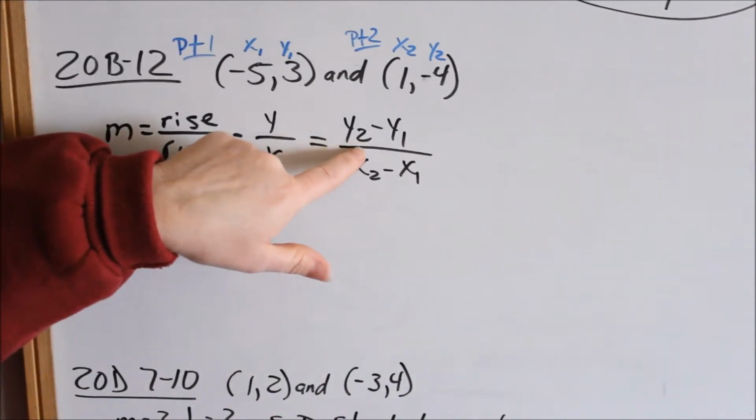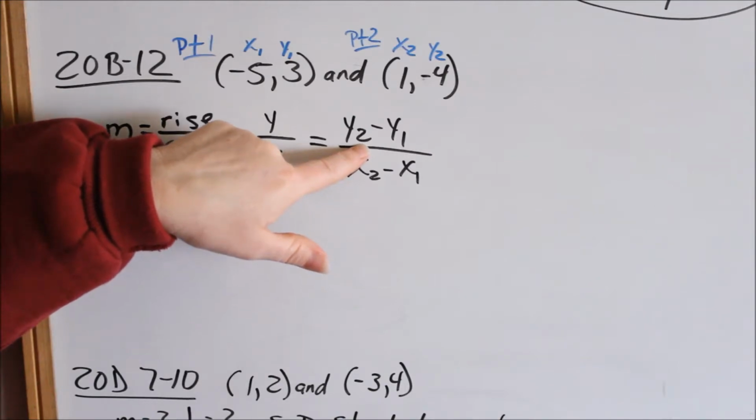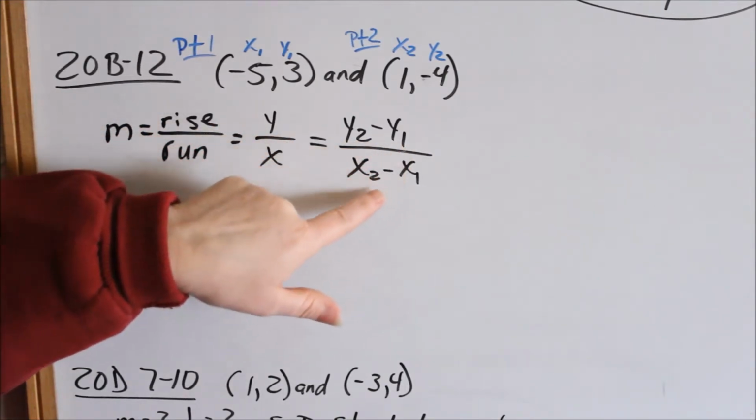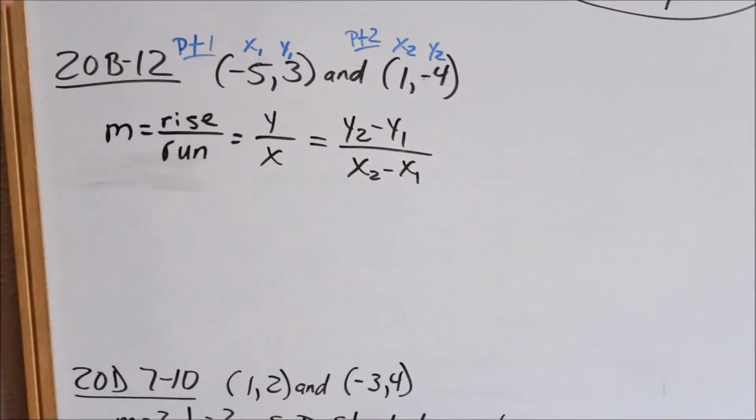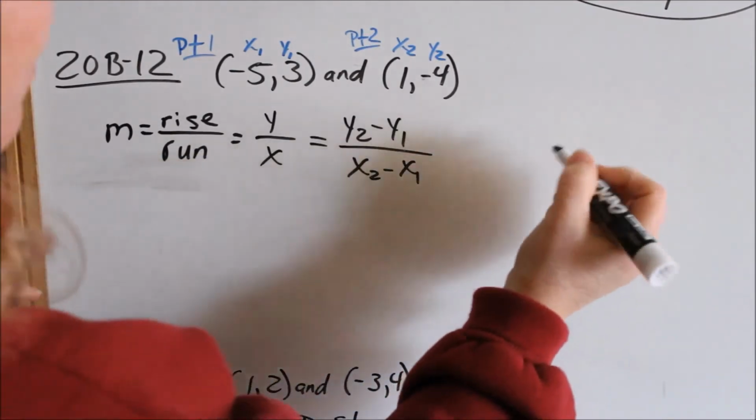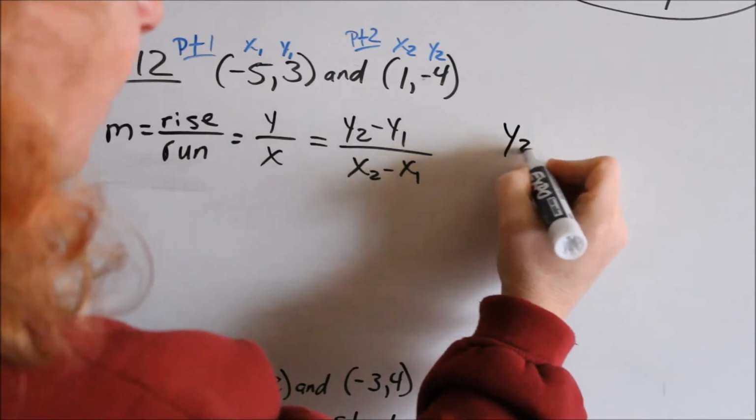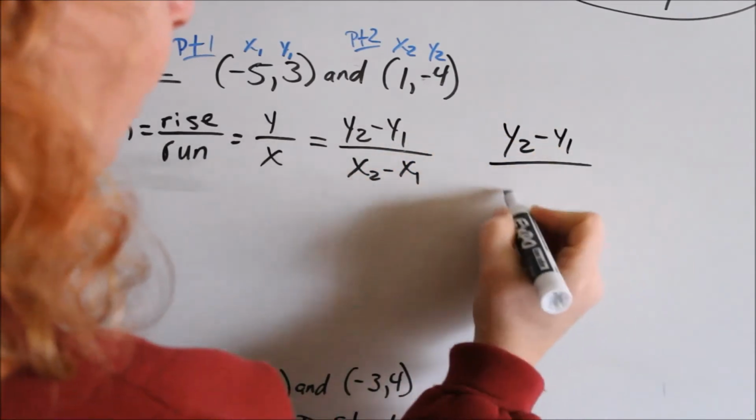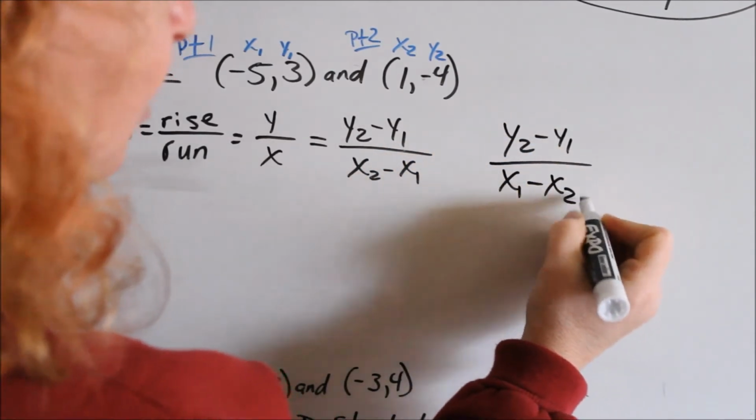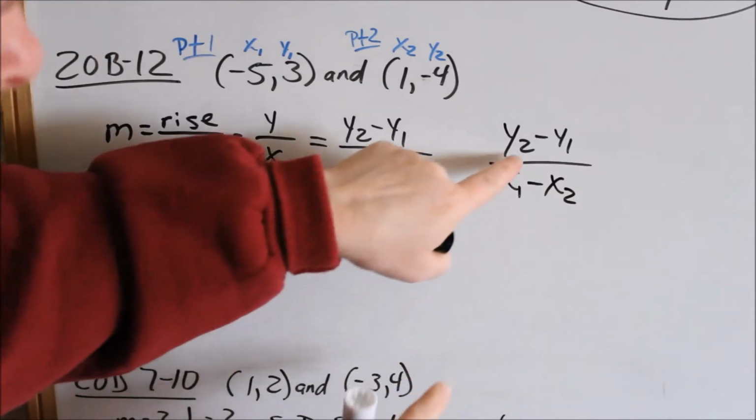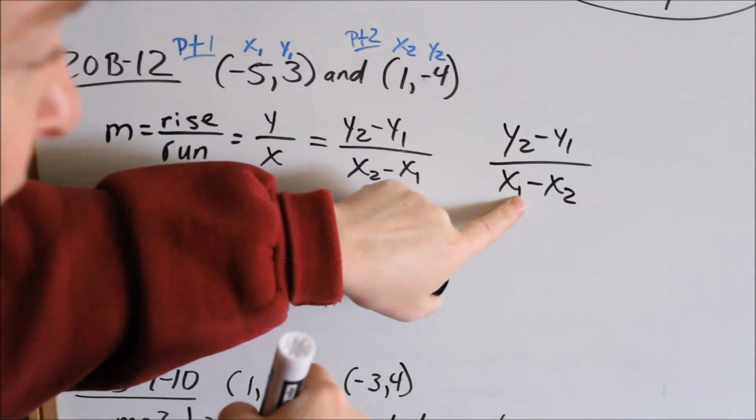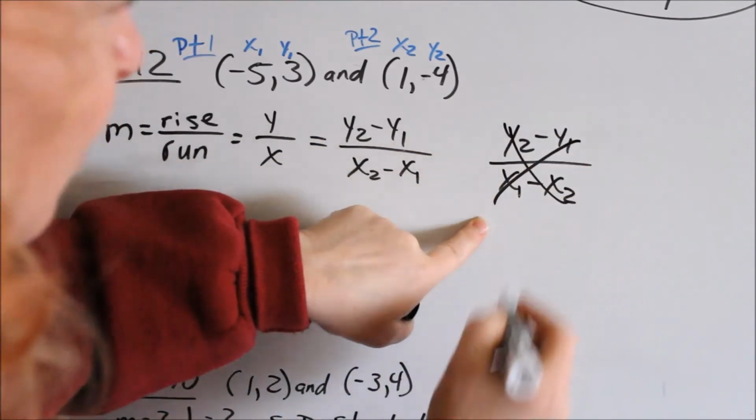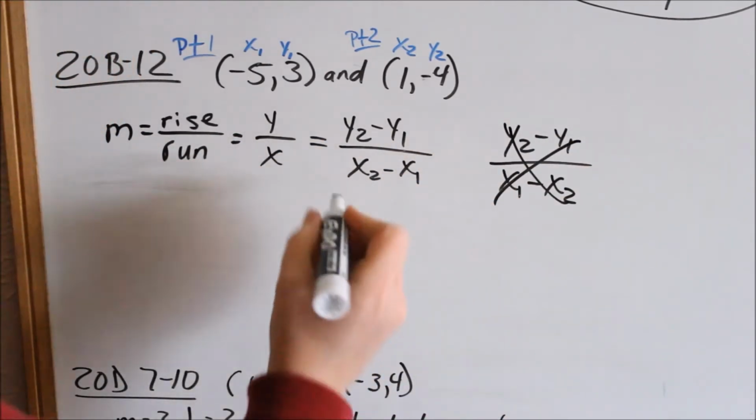If I'm going to take my second value minus my first value, then in the denominator it needs to be the second value minus the first value. Alright? So it's very important not to mix them up. In other words, you don't say y2 minus y1 all over x1 minus x2. You can't do that. These numbers have to be the same. Start with the second value, start with the second value. So you cannot do that. That will not work. Alright?